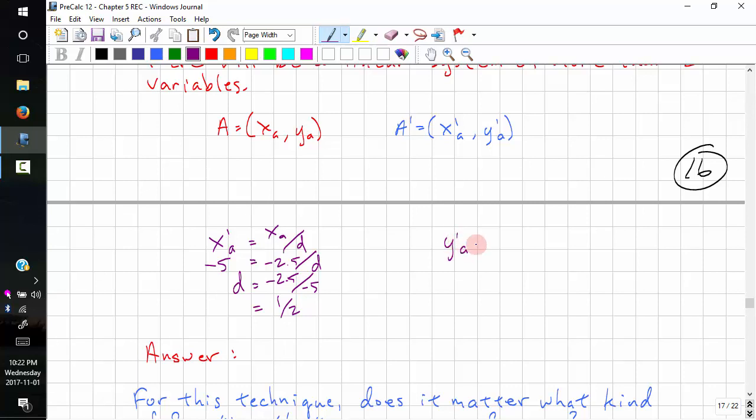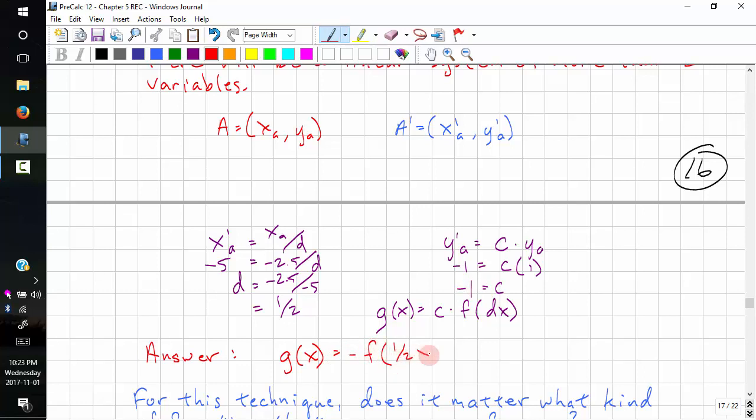Y prime A = C times YA. So -1 = C times 1. So C = -1. Recall that our answer must be in the form g of x = C times f of dx. So our answer is g of x = negative, the negative here, f of 1/2 x.